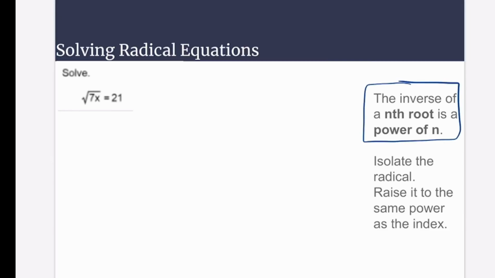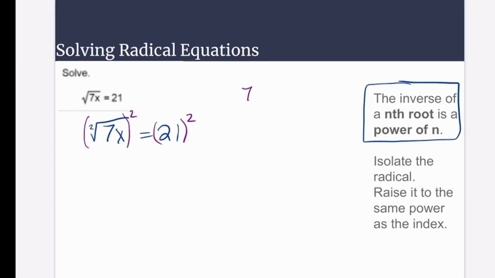In this case, we have to solve the square root of 7x equals 21. The index or the root here, even if nothing's written, is a 2, so that's important to know. So the inverse is to just raise it to a power that's equal to the index. If the index is 2, we have to raise this to the power of 2. So the square root gets squared, those simplify.